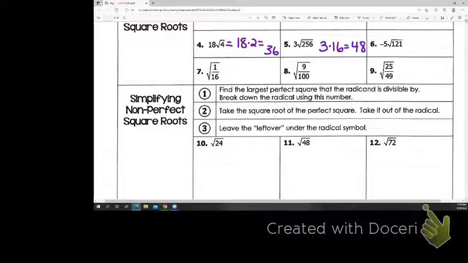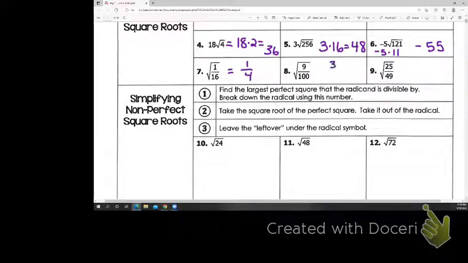So for number 6, negative 5, and then square root of 121, so 11. So then this is negative 55. The fractions, everybody gets all worked up about fractions. Just think of the numerator and denominator separately, and then leave your answer in fraction form. Yes, exactly. So 1 over 4.